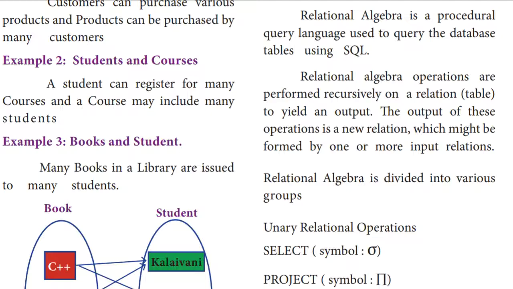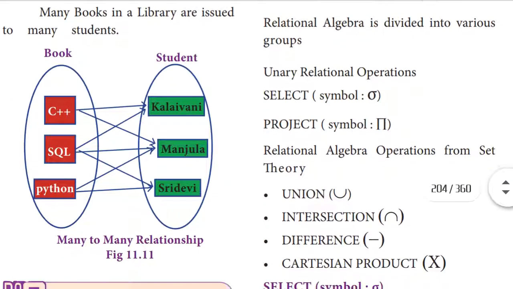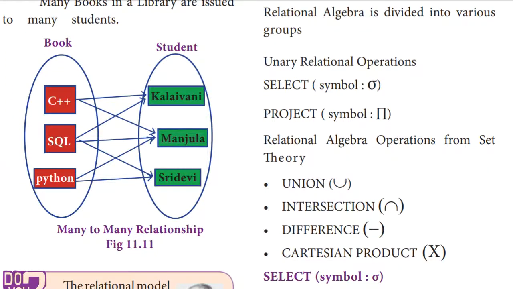Next, relational algebra is divided into various groups. The first one is unary relational operations. The next one is relational algebra operations from set theory. So we have two relational algebra groups here. The first one, unary relational operations, has two operations. The first one is select, the next one is project. For select we have to use this symbol, and for project we have to use the symbol given here.